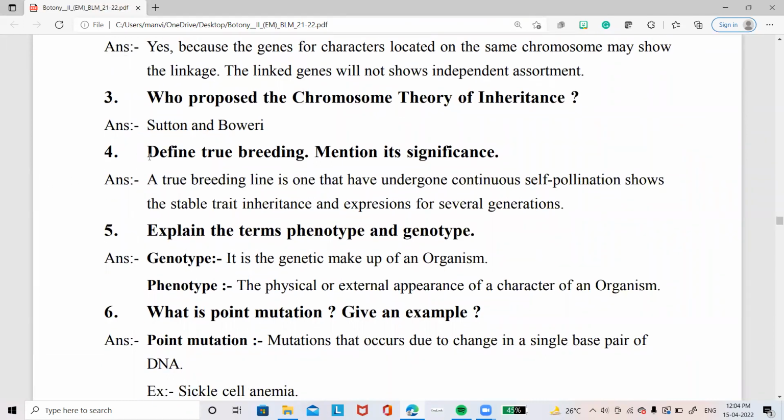Question number 4. Define true breeding and mention its significance. A true breeding line is one that has undergone continuous self-pollination and shows stable trait inheritance and expression for several generations.